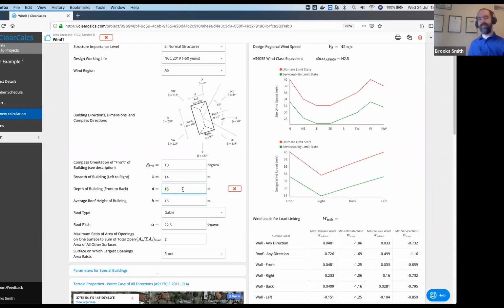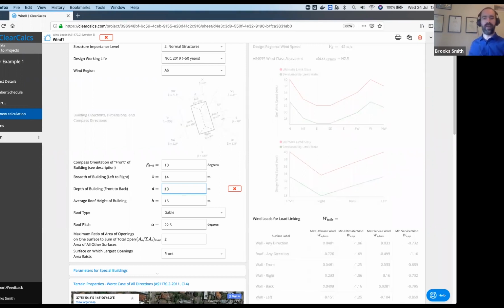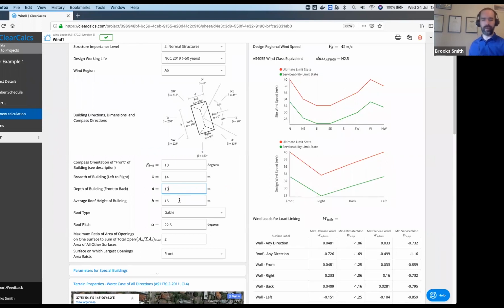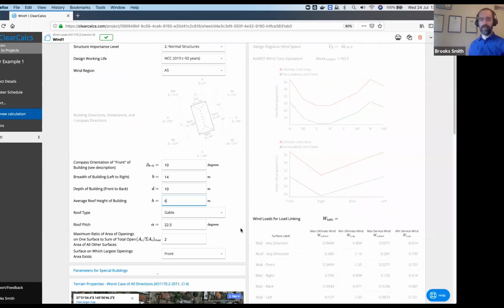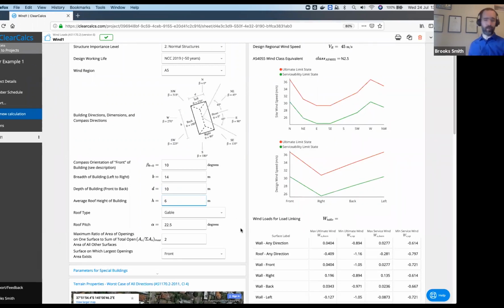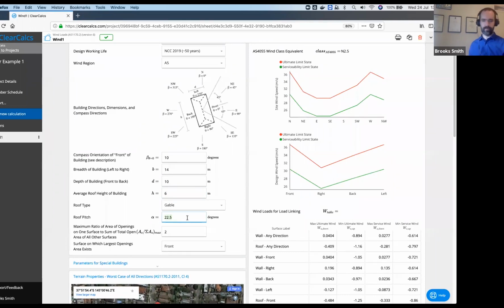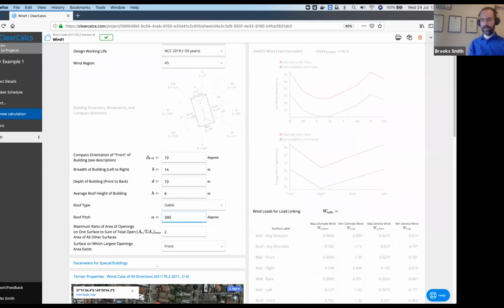You're not allowed to have your depth be greater than breadth in most cases in our calculator, just to keep calculations a little more straightforward. So hence you see an X show up there. But if we set our actual depth value here, 10 meters, then that error clears. Average roof height of 6 meters. This is a gable roof that we're considering. And we said it was a 30-degree roof.